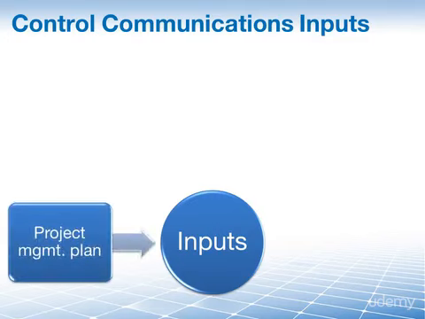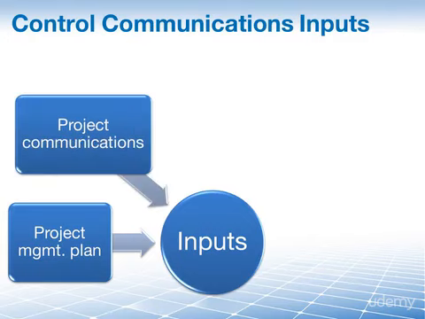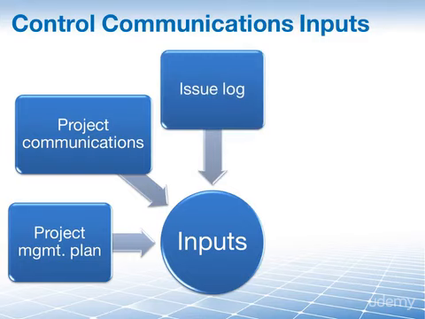The project management plan is our first input. It is an output of the develop project management plan process, which falls under project integration management. Project communications is an output of the manage communications process, which, just like control communications here, is part of project communications management. The issue log is the output from the manage stakeholder engagement process, which is one of the processes under the project stakeholder management knowledge area.